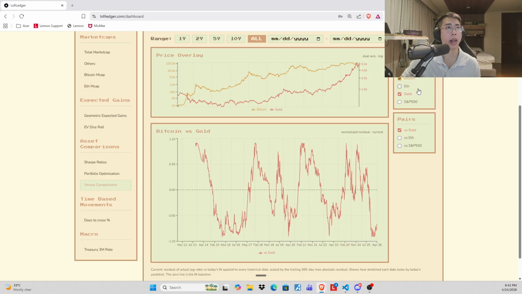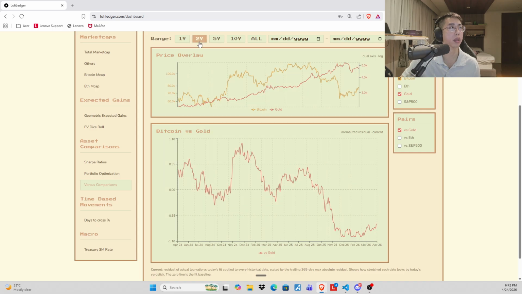So if we go back to the price charts just to illustrate that, in the past 2 years, for example, just looking at the most recent data, up here, Bitcoin was at 120K, and it did drop all the way back down to like 60K, while gold kept going up. And since gold kept going up, you can see that this is going down, right? So that's how you read this graph.